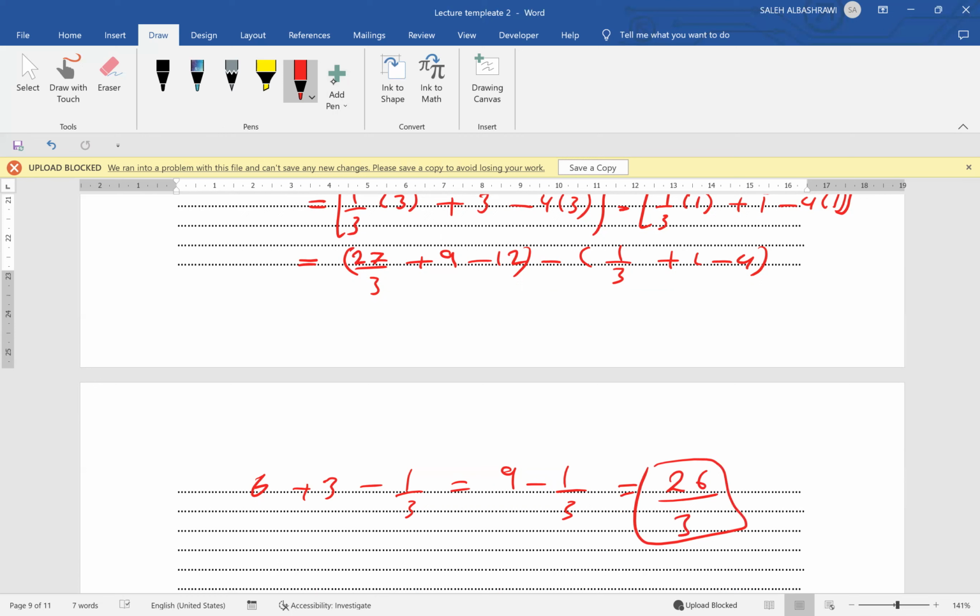So the idea again is to find the antiderivative for the given function. Then we evaluate that function at the upper limit minus the lower limit. So let's have another one.